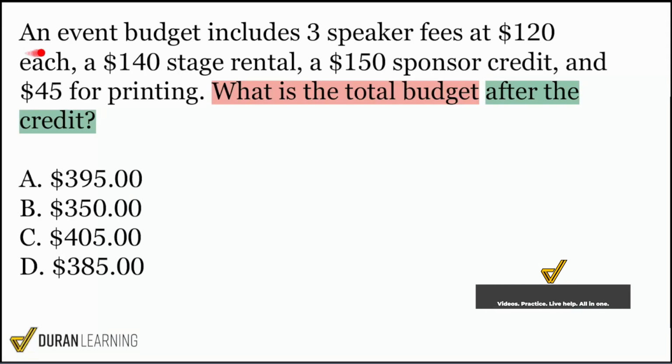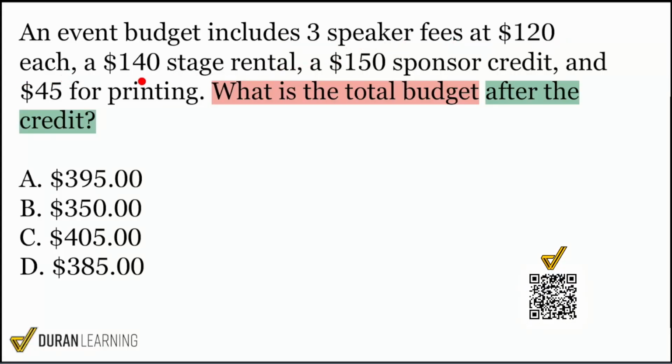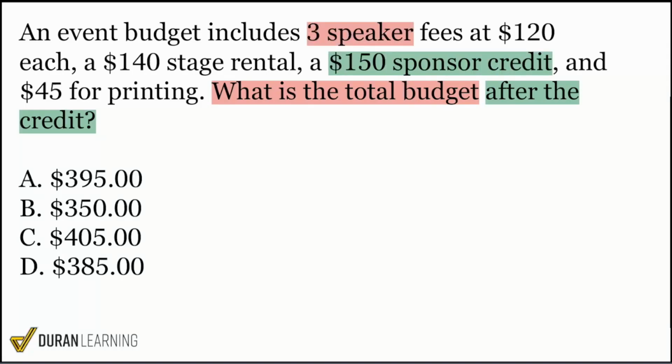So here we are. An event budget includes 3 speaker fees at $120 each, $140 stage rental, $150 sponsor credit, and $45 for printing. So it was a little sneaky there, right? A little sneaky, but there it is. There is that credit. Let me go ahead and highlight that. And then we also have everything else. 3 speaker fees at $120 a piece. So that will be 3 times 120. We have $140 stage rental fee, which is going to be another add-on. So $140 just being added on. And then that credit is what we will take away.